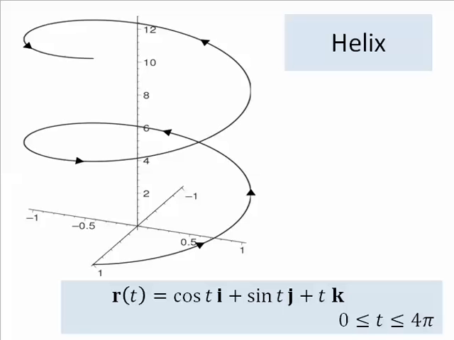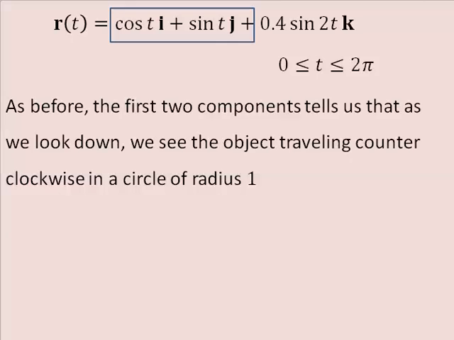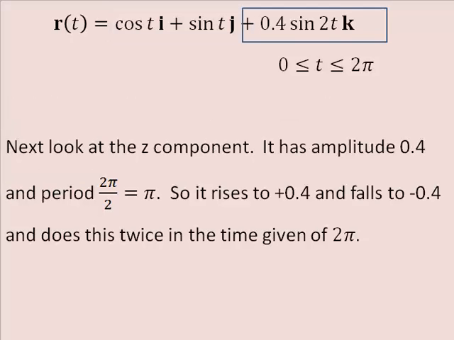Okay, so let's look at another parameterization. Notice that the first two components tell us that as we look down, we see the object traveling counterclockwise in a circle of radius 1. That's the same as what we had before. But now let's look at the z component. It has amplitude 0.4 and period of 2 pi divided by the coefficient of 2, so it has a period of pi. So the z component rises to 0.4 and falls to negative 0.4, and it does this twice in the time given.